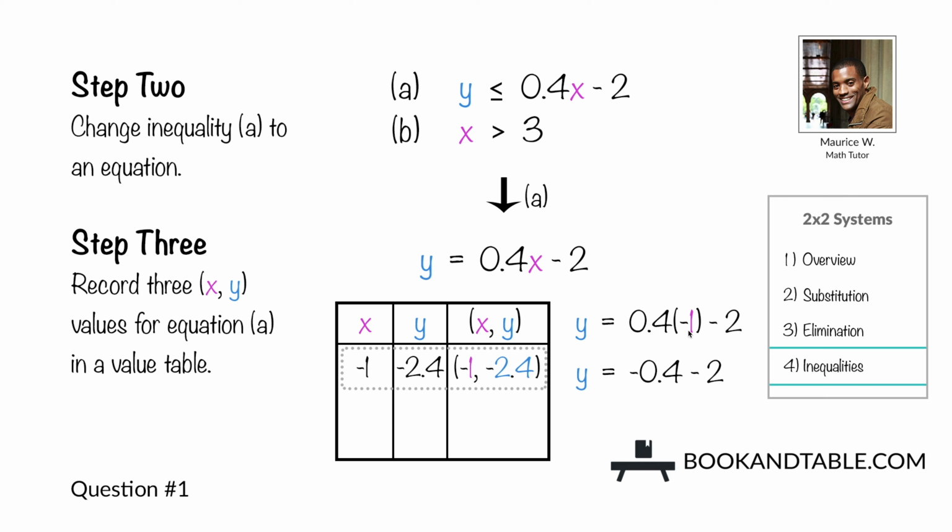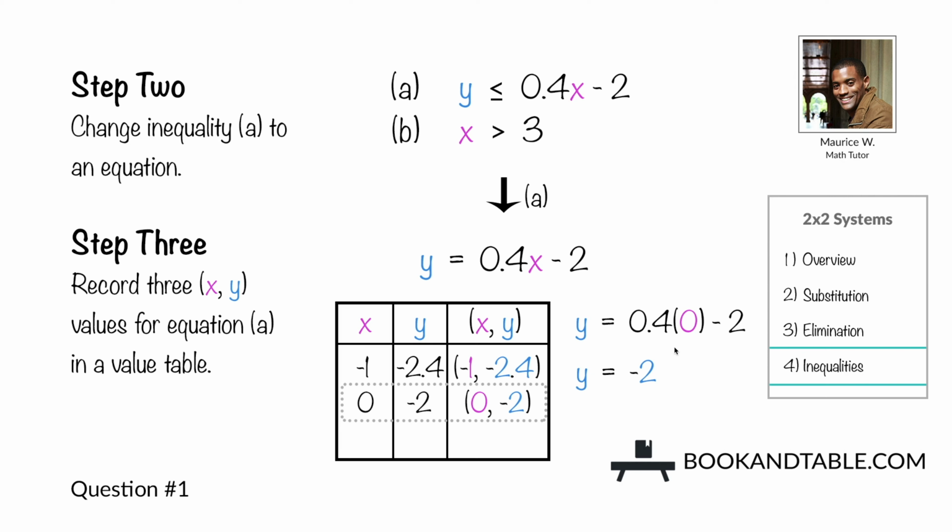So when x is negative 1, we get 0.4 times negative 1, which is negative 0.4 minus 2. Negative 0.4 minus 2 is negative 2.4. So when x is negative 1, y is equal to negative 2.4. So that's the first point in our value table here.